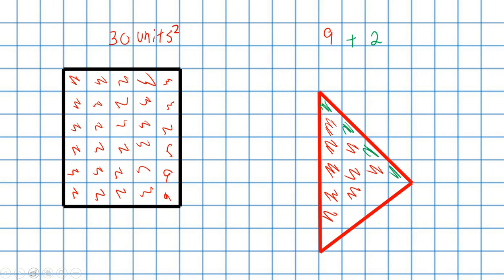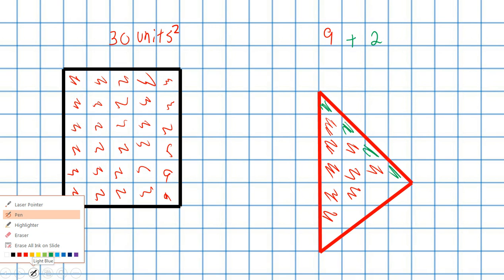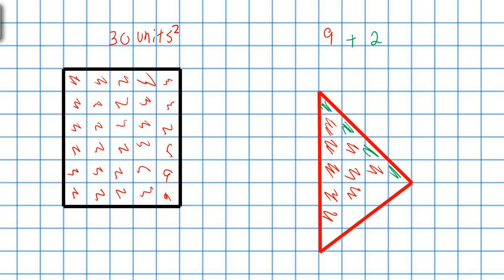Now let's go with our other ones that kind of look different. If we look over here, it looks like this one and this one make a square. It looks like this little piece and this whole big piece make a square. And then it looks like this piece and this piece make a square. So that'd be 3 more. That means our grand total here would be approximately 14 units squared.